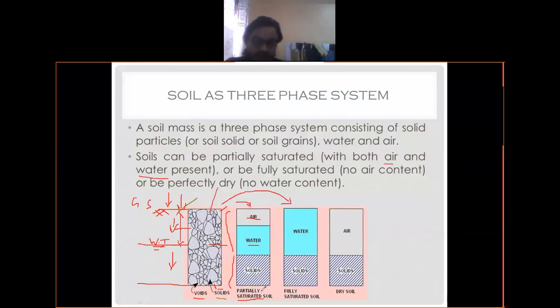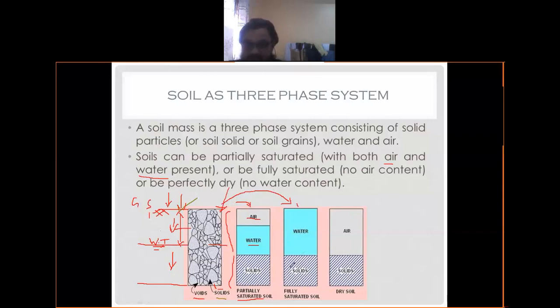So if rain comes for a longer period and the water level rises up to the ground level, then what will happen? The whole void will be filled up with water. That case will be represented by this second diagram.